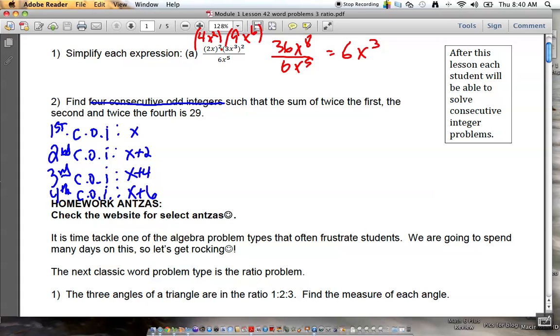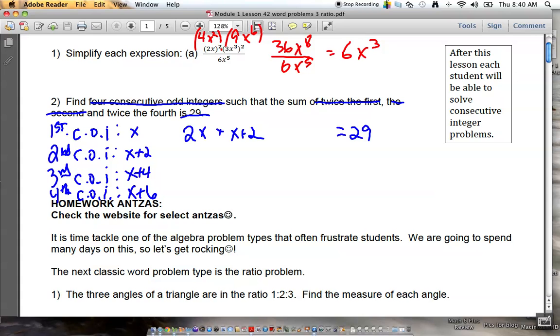Such that the sum of twice the first. Well, sum means I got to add these things up, and I know they all got to add up to 29. So I'll cross this out. Now, what am I adding? I'm adding twice the first. How do I write twice the first? Everybody? 2x. So twice the first. The second, what's the second? X plus 2.